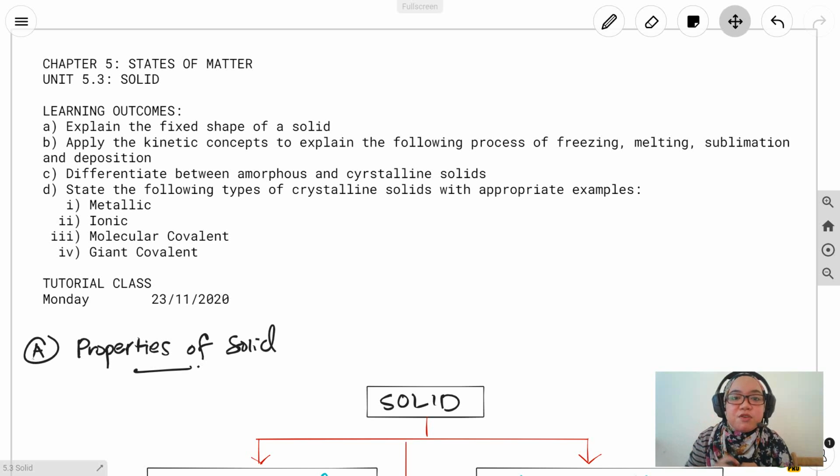There are 4 types of crystalline solids that we are going to cover for today. There are metallic solid, ionic solid, molecular covalent solid, and giant covalent solid. So without further ado, let's get started.